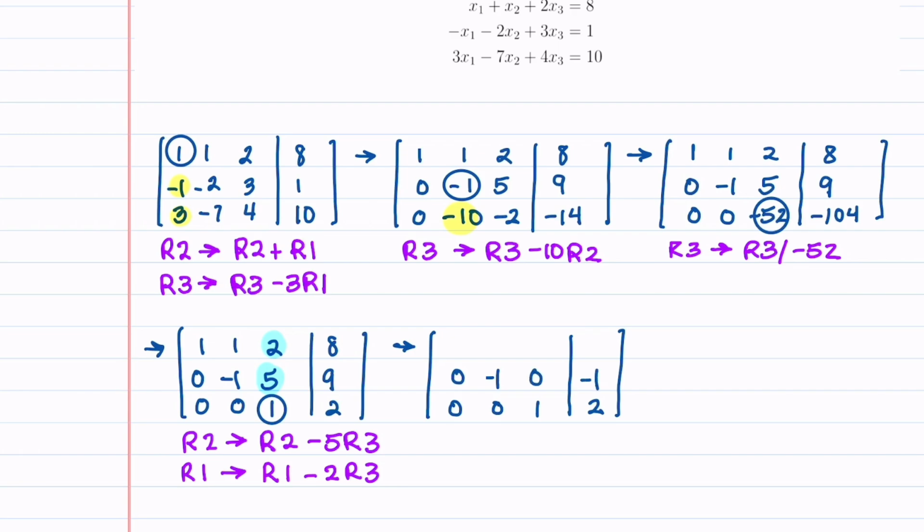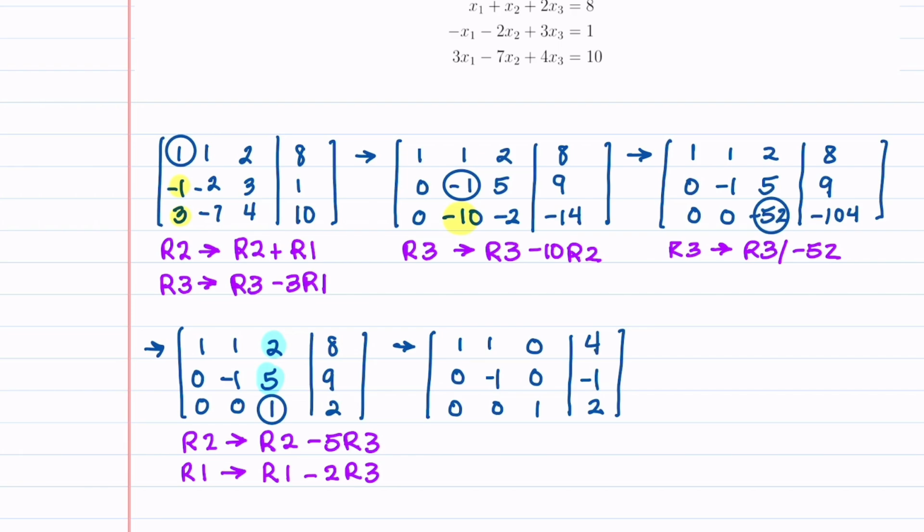So we have a 0, a -1, a 0, and then we pick up a -1. Now we're going to change row 1. We're going to multiply row 3 by -2 and add it to row 1. And this gives us a 1, 1. We get a 0. And then on the right-hand side, we're going to get a -4 plus 8 gives us a 4.